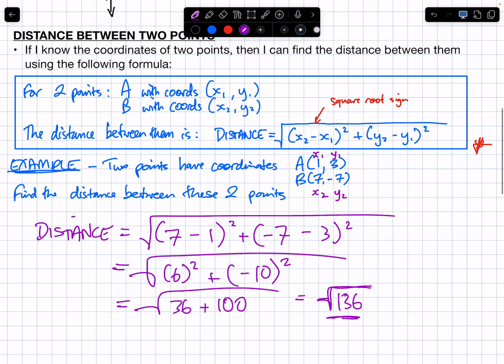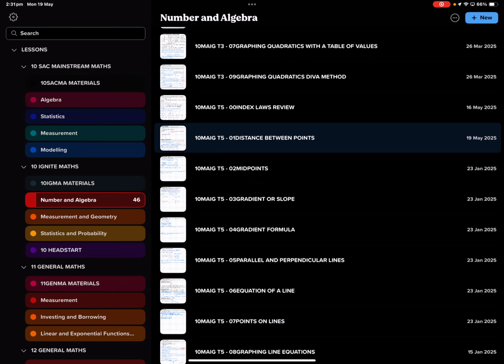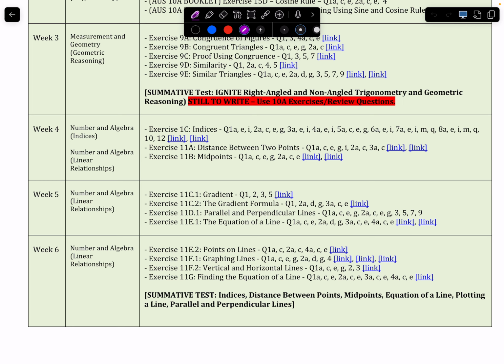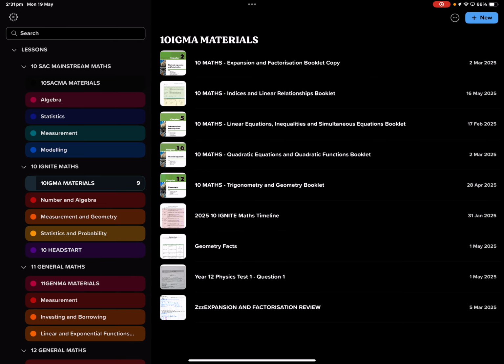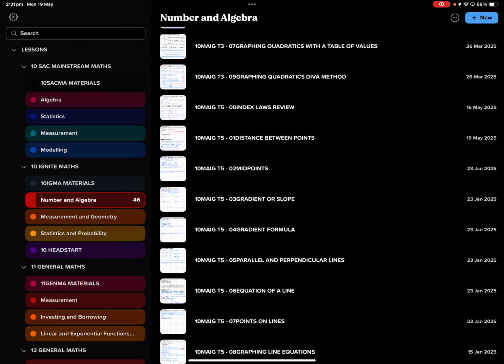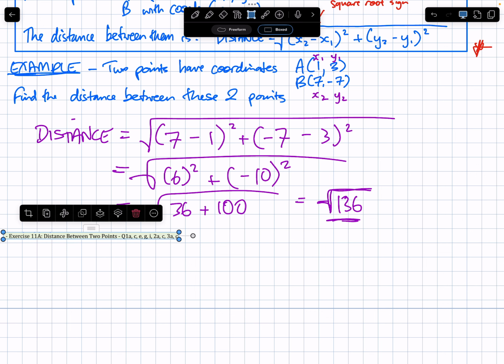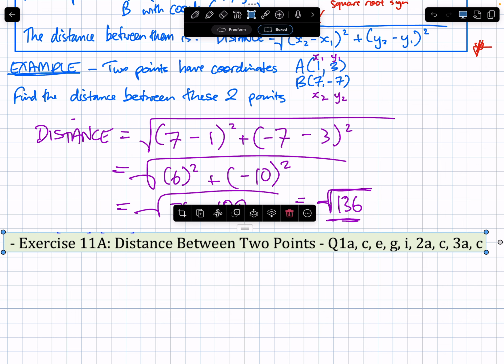Your homework, and now let me go back. Timeline. Exercise 11A. Exercise 11A, question 1, ACEGI, 2AC, 3AC. Go please, thank you.